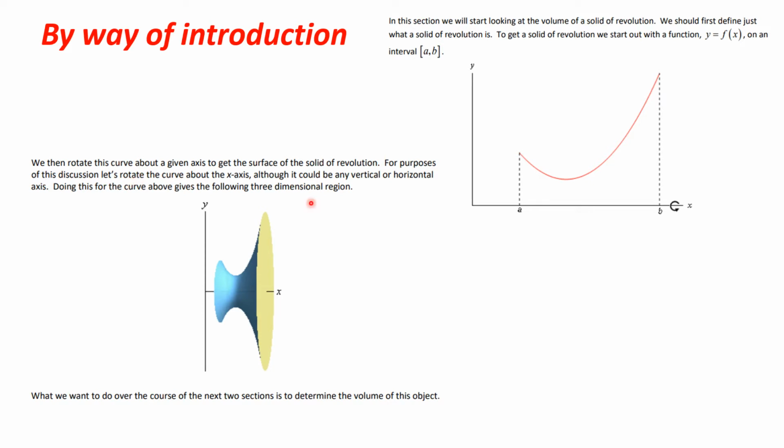So we rotate this curve about a given axis to get a surface of the solid of revolution. For purposes of this discussion, let's rotate about the x-axis, although it could be any vertical or horizontal axis. We'll say more about that later. Doing this for the curve above gives the following three-dimensional figure, and we want to find the volume of this object.